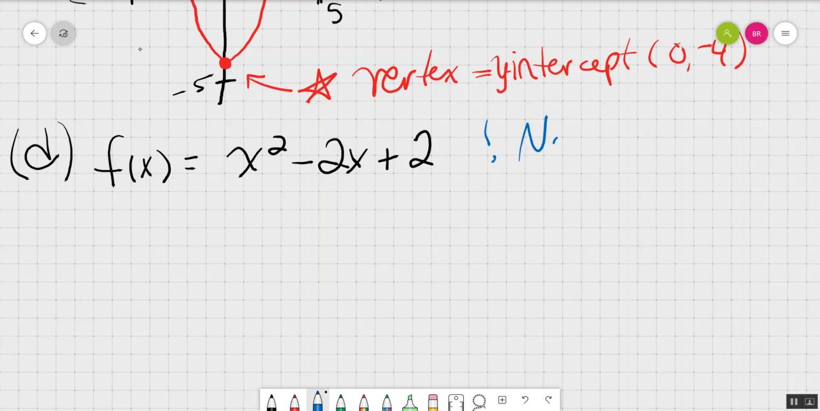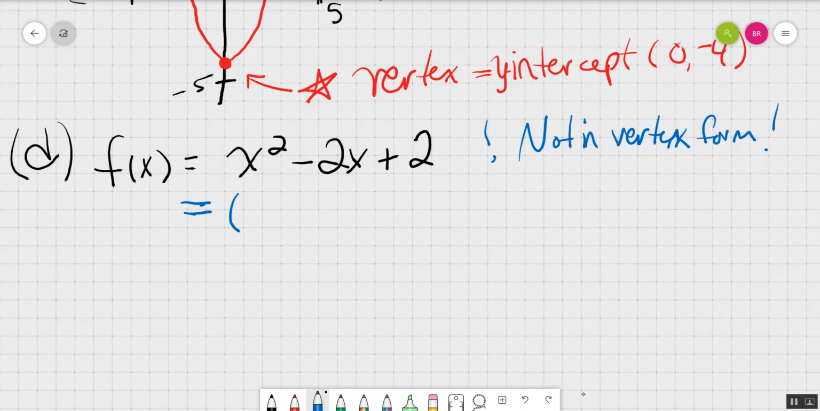Emergency! Not in vertex form. Oh no, what do I do? The rather simple answer is, when you run into something that's not in vertex form, you need to turn it into vertex form. So the easiest way to change this into vertex form is to complete the square. So let's go ahead and set that up.